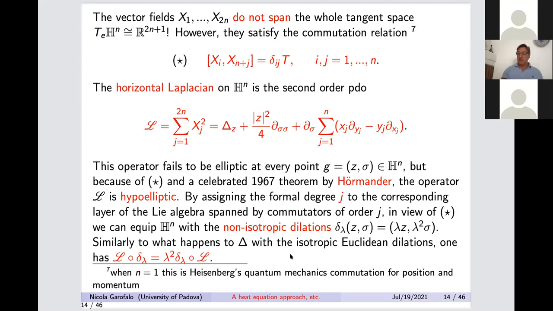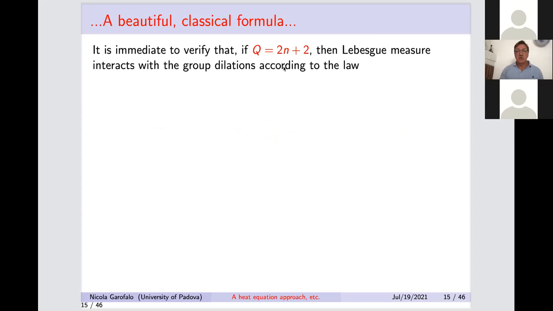All right, so now let me introduce the so-called homogeneous dimension. The homogeneous dimension associated with the group is not the topological dimension, which is 2n+1, but is 2n+2 because the vertical direction counts twice. And the Lebesgue measure, which is a bi-invariant Haar measure on this group, interacts with the group dilations according to this formula. And this is why this number Q is called the homogeneous dimension associated with the group.